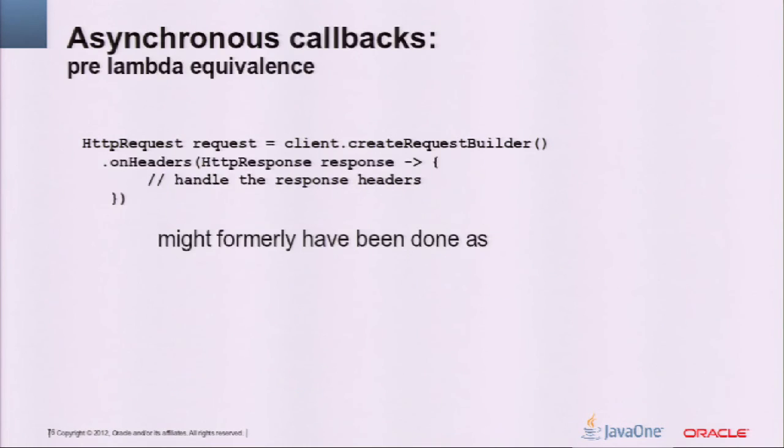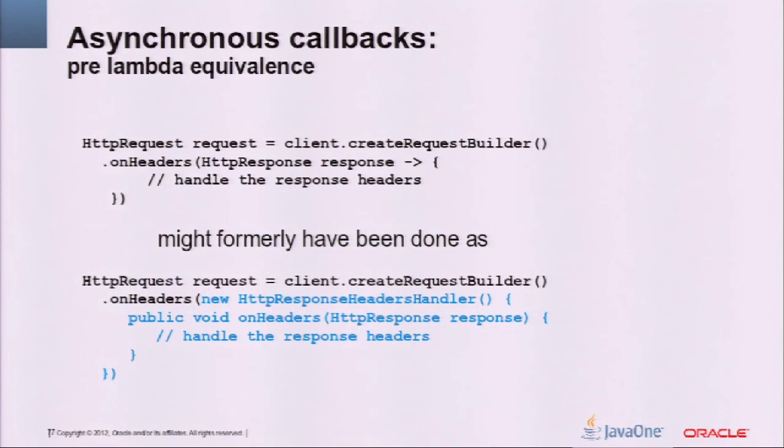Now, if you're not, like myself, 100% au fait with Lambda and exactly all the details, I just wanted to put a slide in here to explain the equivalence between that Lambda example and how you might have had to implement that before. This would have been implemented previously, prior to JDK 8, as an anonymous inner class implementing the HttpResponse headers handler interface.